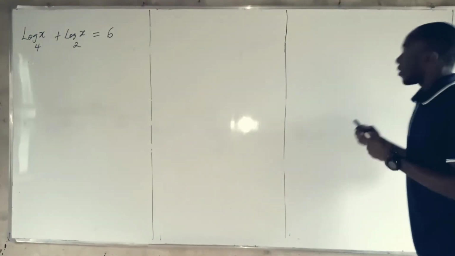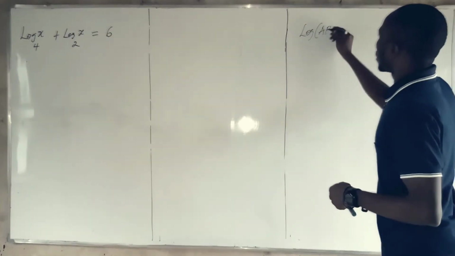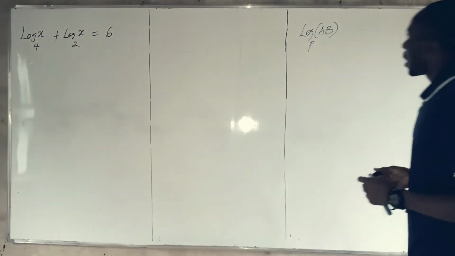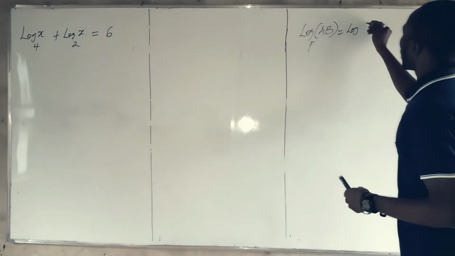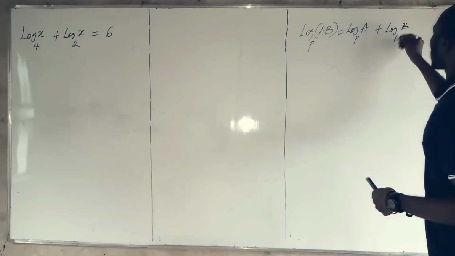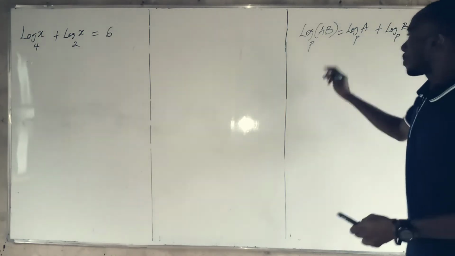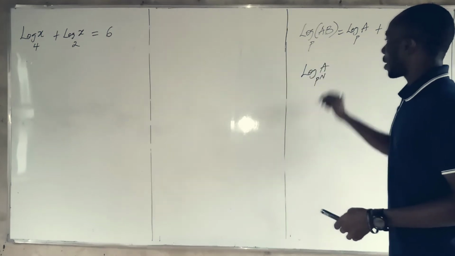Number one, if I have log AB base P, I can express this as log A base P plus log B base P. This is number one. Then number two, if I have log A base P to the power n.